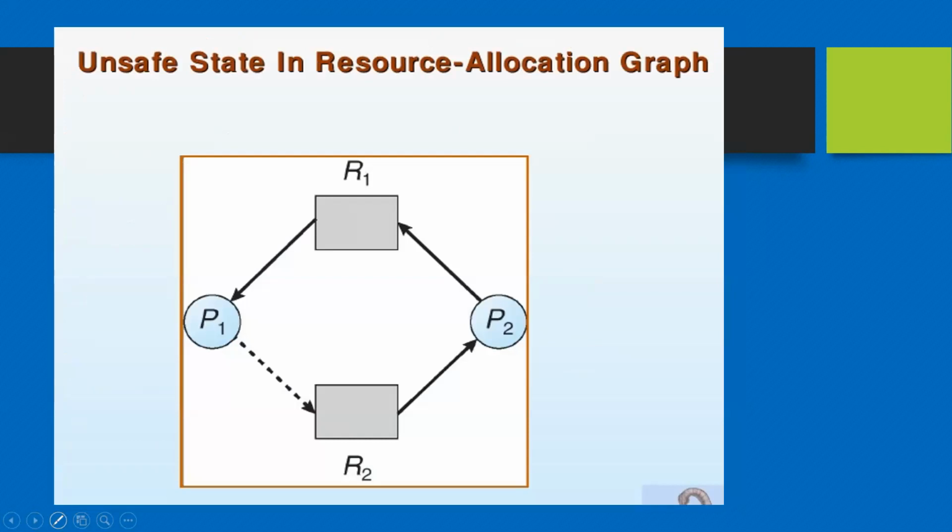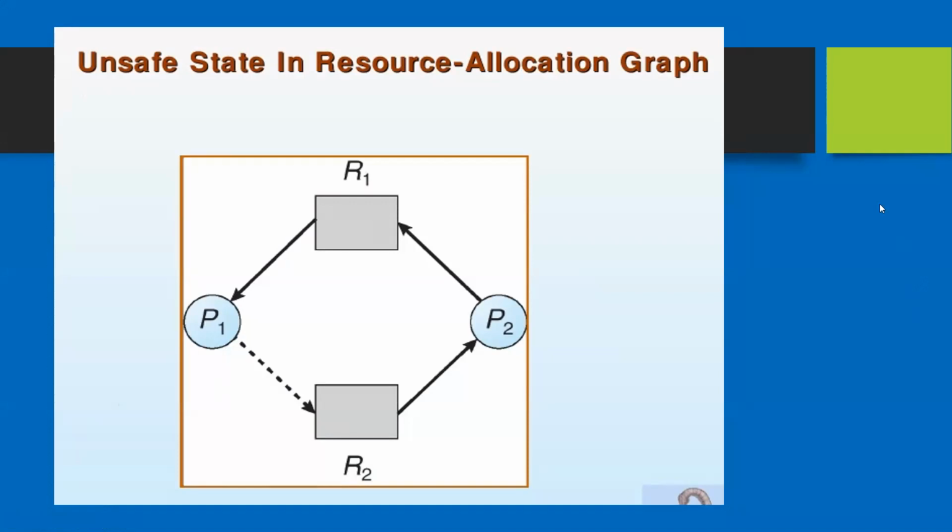Again, this I have explained earlier also. This is the diagrammatic representation of an unsafe state in a resource allocation graph. Here there are two processes and two resources. The example is explained by taking a minimal number of processes and a minimal number of resources. How many processes are there? Only two processes. And how many resources? Only two resources.